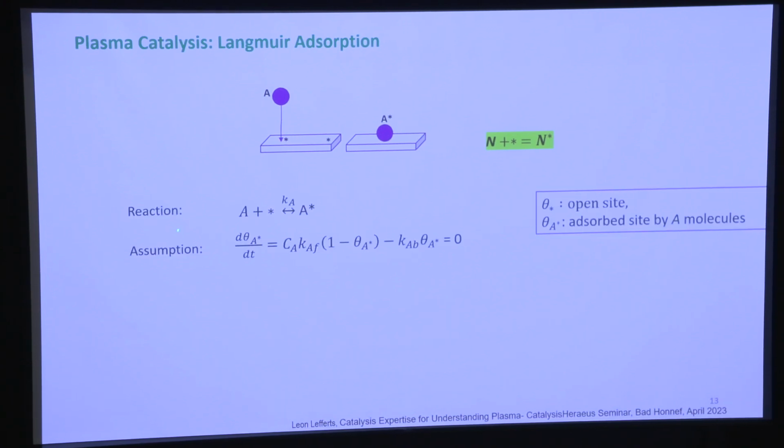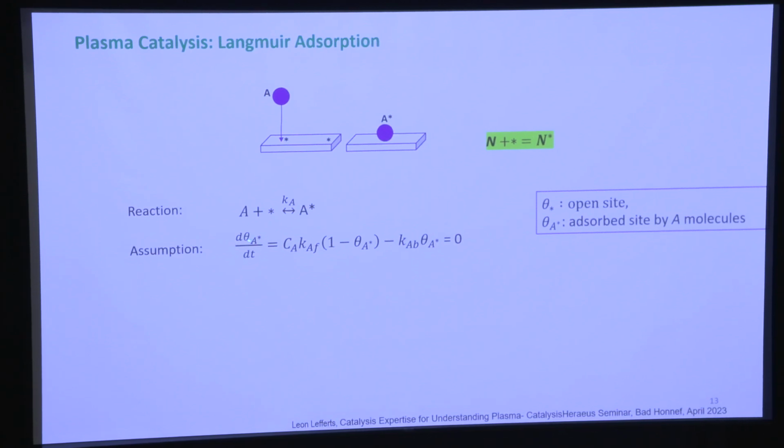If we write down a reaction, since we combustion people love reactions, we say, okay, we have a molecule A with a surface site, and then it adsorbs to the surface. You assume that the surface site does not change. The surface adsorption rate is equal to the concentration of A times the reaction rate, times how many open surface sites are available, minus the desorption process.